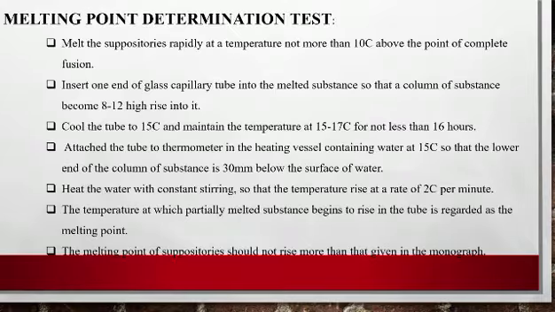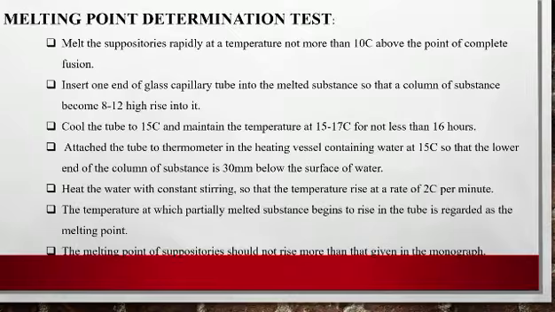Heat the water with constant stirring so that the temperature rises at the rate of 2 degrees Celsius per minute. The temperature at which the partially melted substance begins to rise in the tube is regarded as the melting point. The melting point of the suppository should not exceed that given in the monograph.